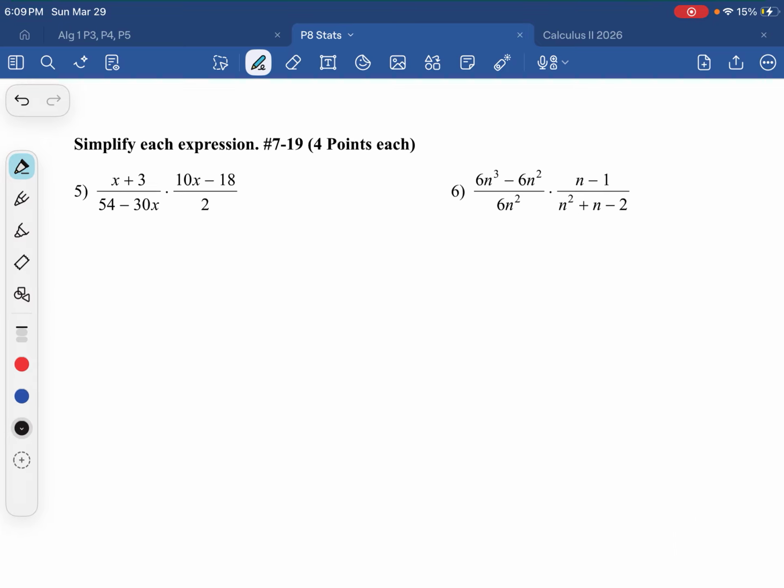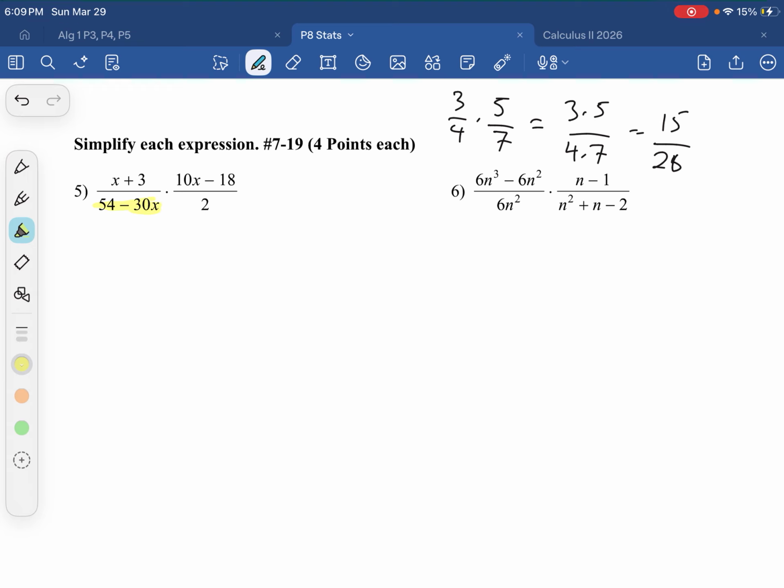When we multiply, it's not a bad idea to factor first and then multiply across. Remember, if it was fractions like 3/4 times 5/7, this is like 3 times 5 over 4 times 7, which is 15 over 28.